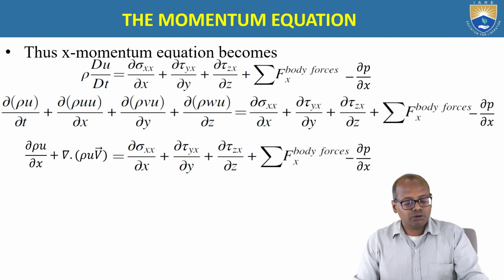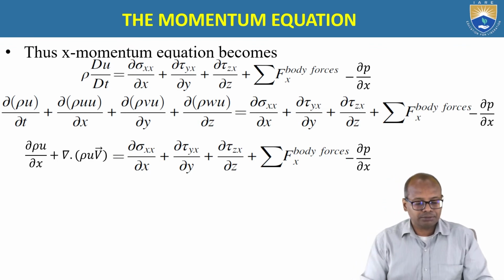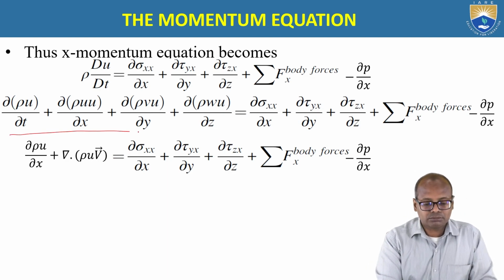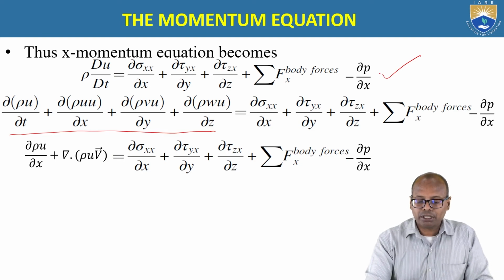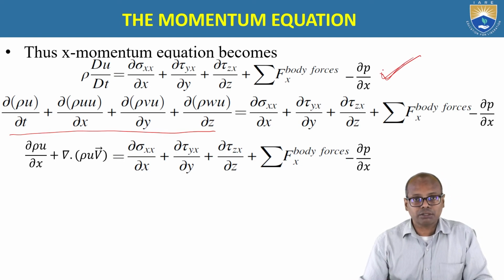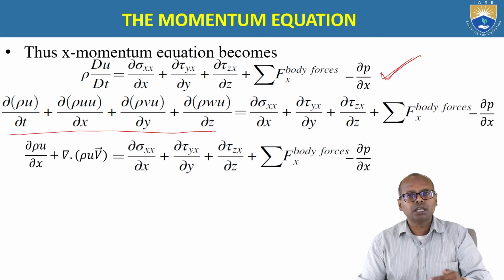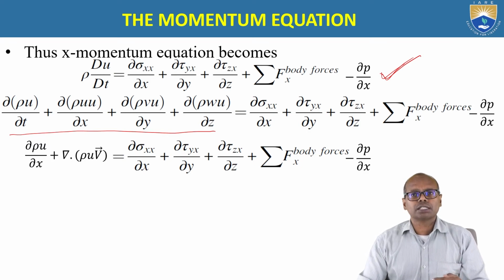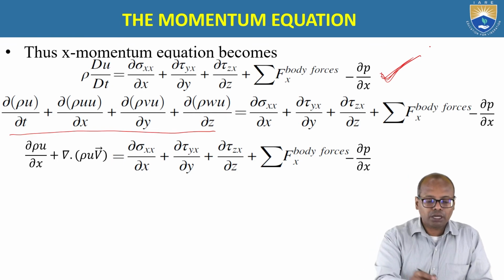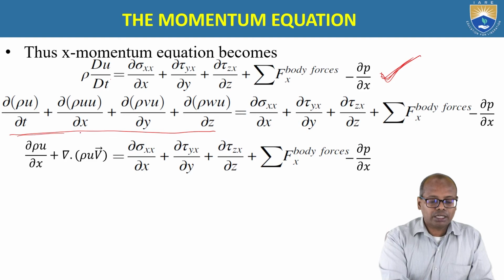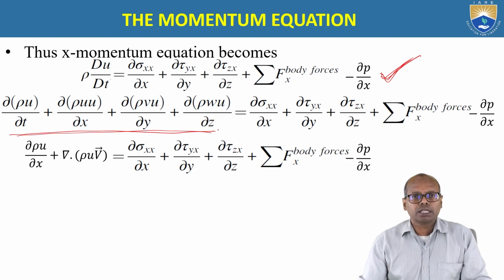Okay. Now this equation is not a conservative form. Okay, we have to remember this. This is not a conservative form. Why we are doing this exercise is to convert that into a conservative form. So this equation is not in conservative form. We have added the continuity equation here and made it into a conservative form.